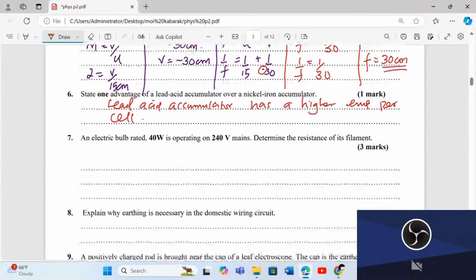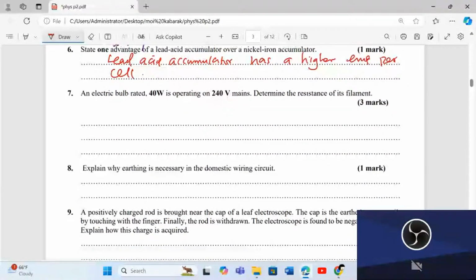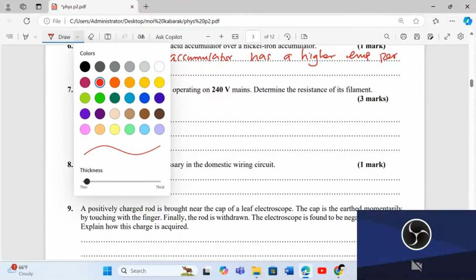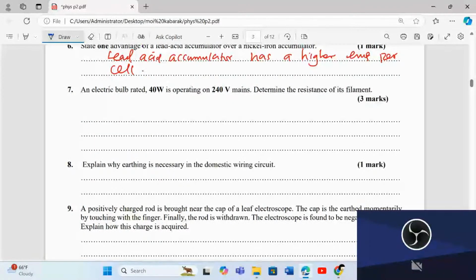An electric bulb rated 40 watts is operating on 240 volts. Determine the resistance of its filament. Then in this case, you can say from the formula of P is given by I, then our 40, which is our power, is given by a voltage of 240 times, sorry, you can use another formula.